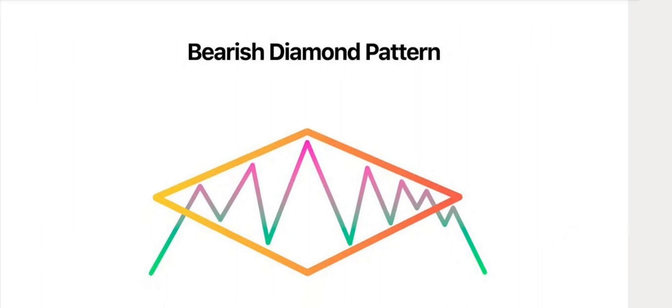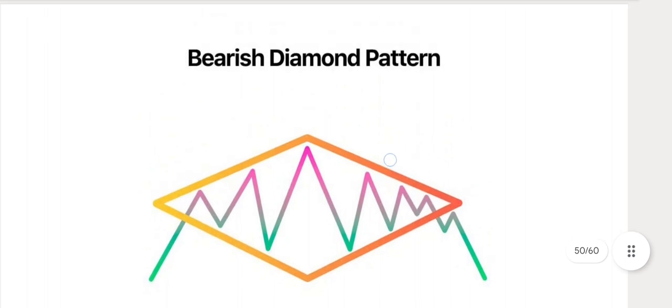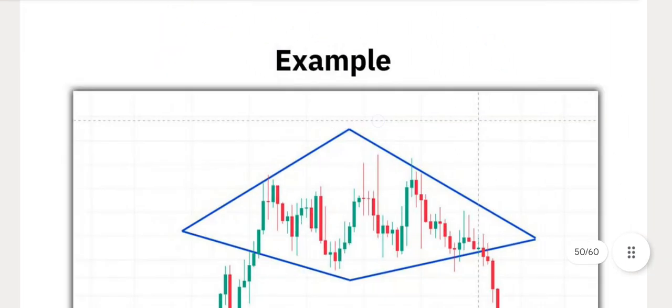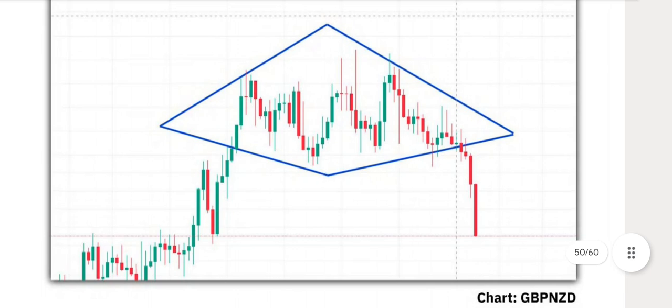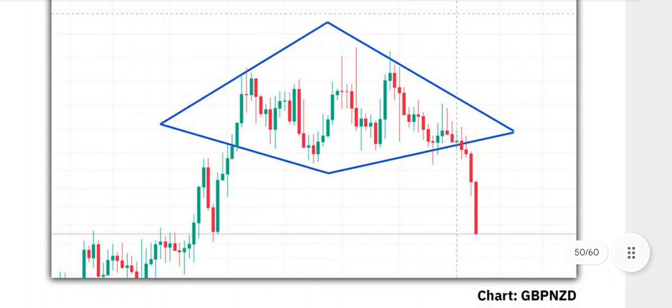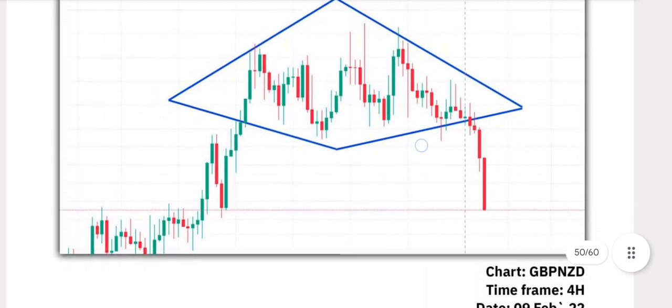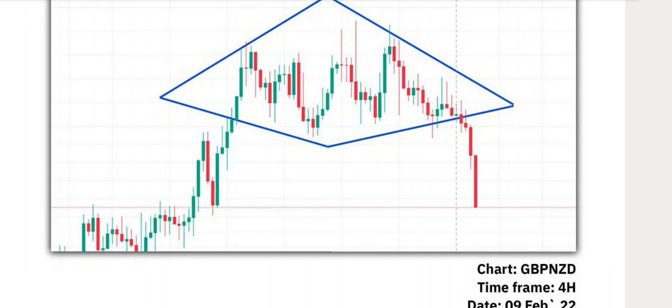Very, very good. We have a bearish diamond pattern. This is a bearish diamond pattern. You can see an example. After breaking this neckline here, wait for a candle close, place your entry point, and put your stop loss right here, at the previous high. And for your take profit, remember to use a ratio of 1 is to 3.